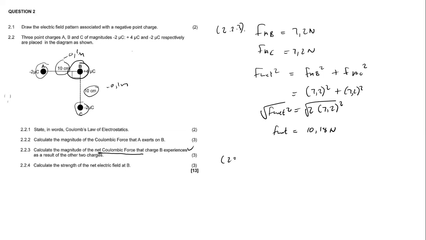The last question, which is 2.2.4, says to us, calculate the strength of the net electric field at B. So for electric field, we use this formula and we want E net, okay? So we're going to use that formula that says E is equal to F over Q. So I'm going to use F net. You know I'm using F net because I want the electric field at B. I have F net at B. So I'm going to use F net at B and then Q of B.